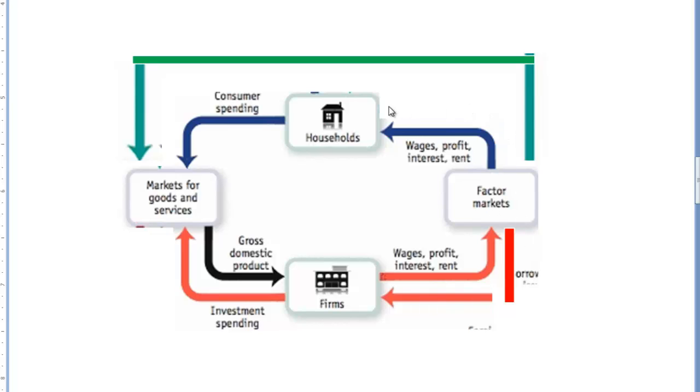We know in reality that this is a simplistic view. We know that firms can own factors of production such as land and capital. But in our very simple view of the economy, we are starting with the assumption that households are the only owners of factors of production.